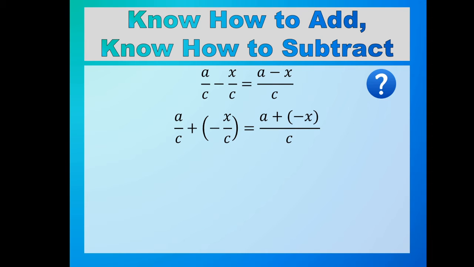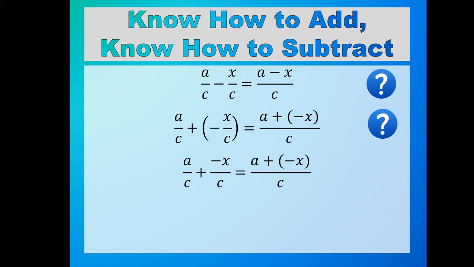I can change all the simple minus signs for a plus minus. Still do not know that this is true yet. And then I can change the negative x over c to negative (x over c). Negative divided by positive is negative, so negative x over c is equal to negative (x over c). We do know this is true because we are adding the numerators and keeping the denominators the same.